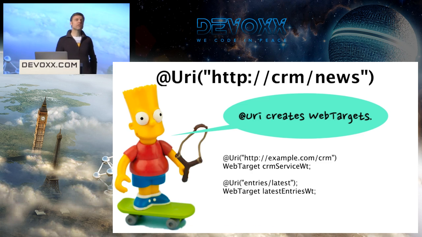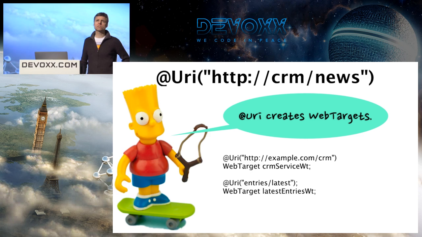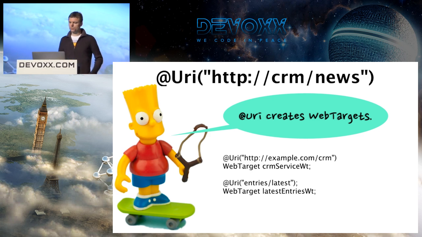Then there's a new annotation, which is called URI, and it allows you to create web targets by annotating just a web target instance. You can do this by supplying an absolute HTTP URI, and you can do it by supplying a relative URI. And then when it's used within the context of a JAX-RS runtime, the relative URI will be resolved using the application path configured for that runtime.